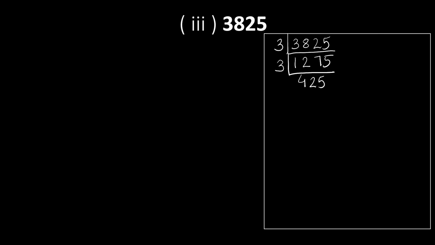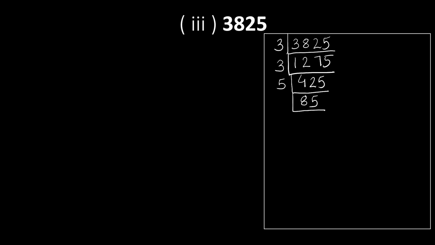Now, this 425 is not divisible by 3. The reason being, you will get 4 plus 2, 6, 6 plus 5, 11. 11 is not divisible by 3. So, therefore, we will try dividing 425 with 5 because the unit place of 425 is 5. Hence, it is divisible by 5. So, we will try dividing. We are going to get 85 as a quotient.